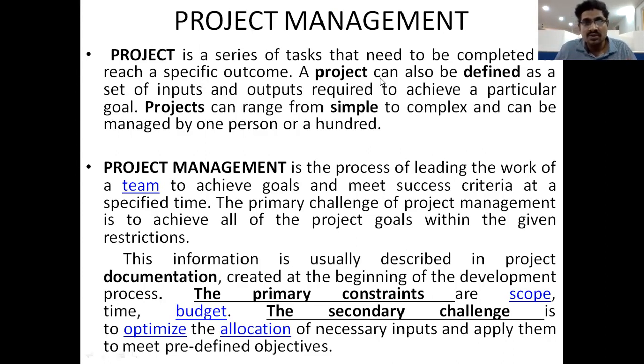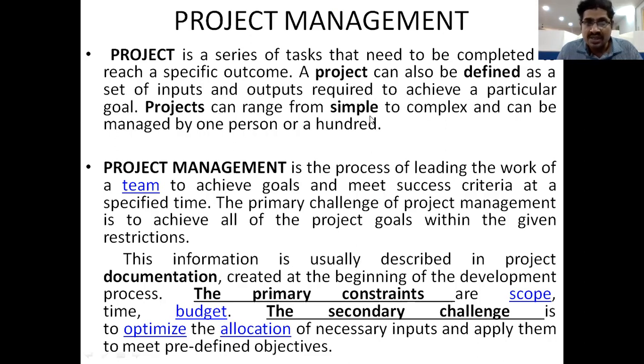So here a project can also be defined as a set of inputs and outputs required. So a plan for inputs and a plan for how to reach our outputs and how to achieve the goals of the company. Not only planning of inputs and outputs, but also plans for timing, and a plan for the time and scheduling to reach the targets of the company.